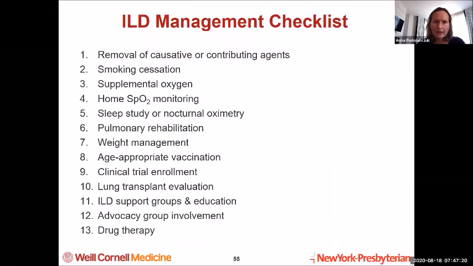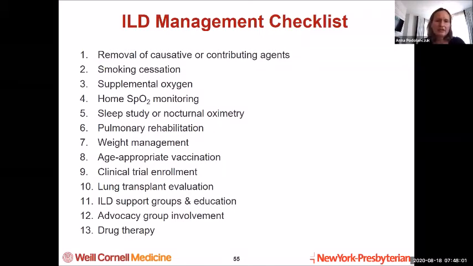I'll skip this. So in terms of management, there are lots of things you can do before you consider drug therapy, and drug therapy may not be available for every patient. But the number one thing to do, and why it's so important to try to make a specific diagnosis, is to try and remove the causative or contributing agent. That's why I emphasize those 6 boxes of ILDs of known causes or association, because if you can find a known cause or a known association, often if you remove it, the disease can slow down or sometimes get better.